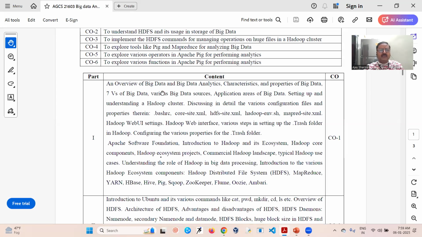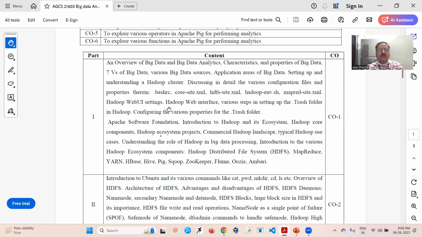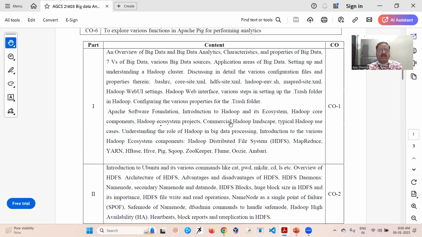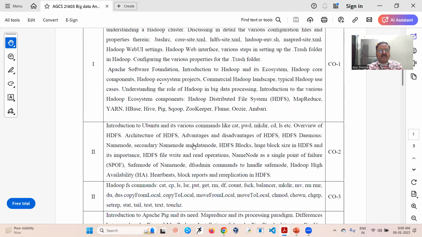So we'll be starting with an overview of big data and big data analytics, characteristics and properties of big data, the 7 V's of big data, and the various big data sources. Similarly, we'll be setting up a Hadoop cluster and configuring its various properties. And then we'll be discussing Hadoop and its ecosystem. Also, since Hadoop runs on Ubuntu, we'll be learning Ubuntu commands like cat, pwd, mkdir.